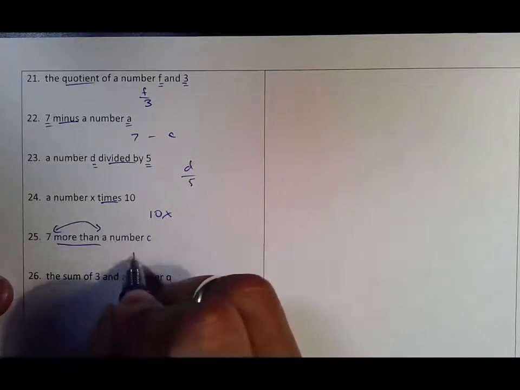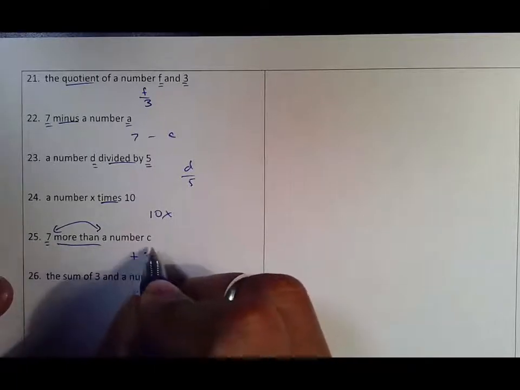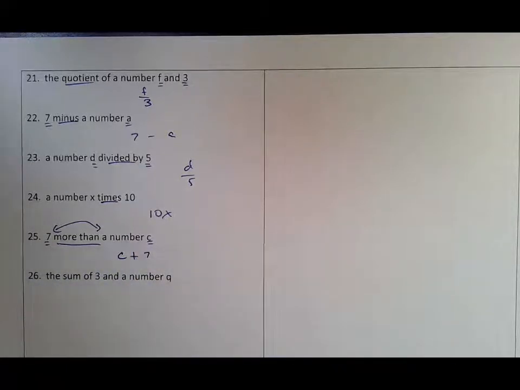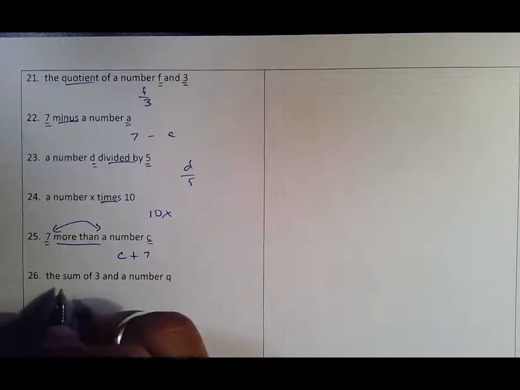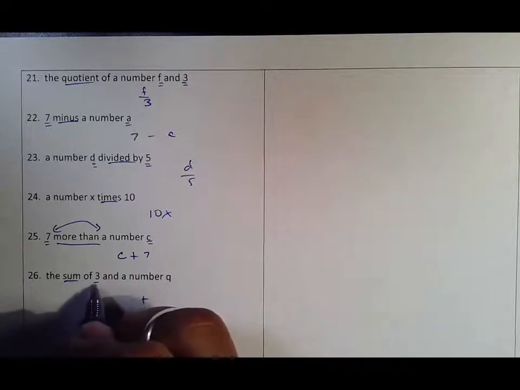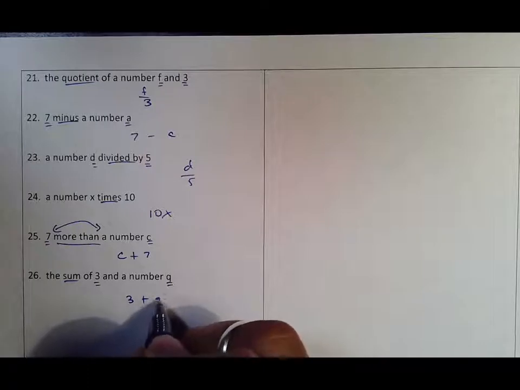More than means switch. It is plus, which means that 7 does not go to the front, it goes to the back, and C goes to the front right there. And then sum means add. 3 first, Q second.